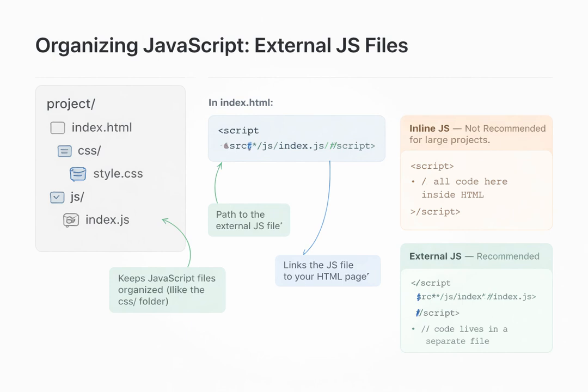To connect this external JavaScript file to your HTML page, you use a script tag with a source attribute pointing to the file path, in this case, /js/index.js. Once that's linked, any code you write in index.js will run when the page loads, just as if you had written it directly inside the HTML. This separation of concerns, HTML for structure, CSS for styling, JavaScript for behavior, is a fundamental principle of good web development. It makes your code easier to read, maintain, and scale.